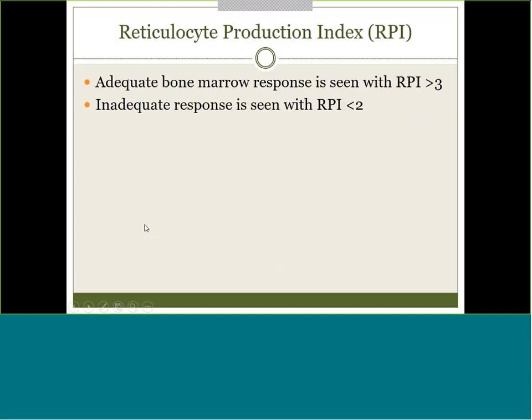So as far as reference ranges go, anything above a 3 is saying your bone marrow is doing great. It is responding well to the anemia, it's compensating, it's doing its job. If it's less than 2, your bone marrow is not doing its job. It's an inadequate response. It's not putting out enough. Now, I have had people ask, well, what happens between 2 and 3? Well, it could go either way. It's something you just kind of watch.